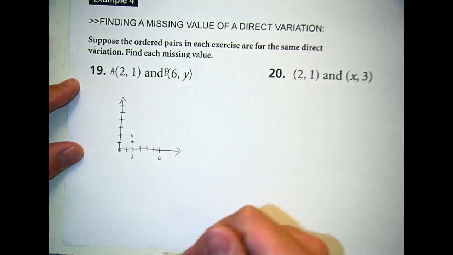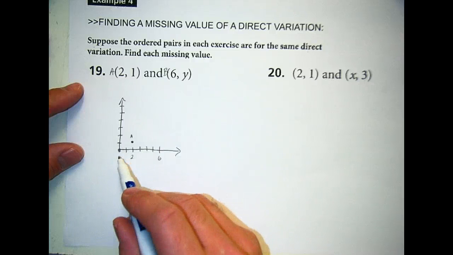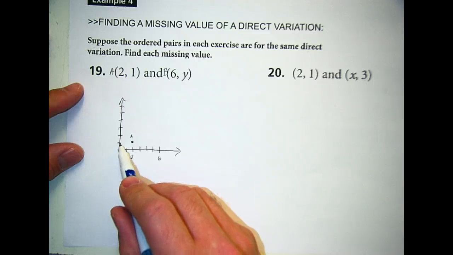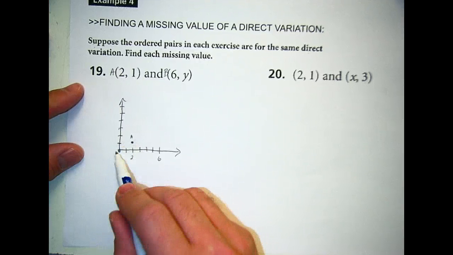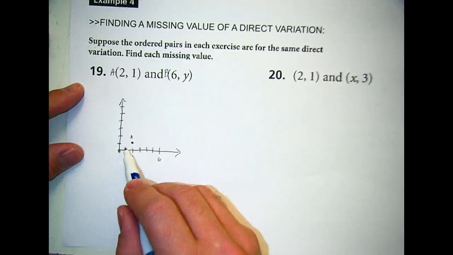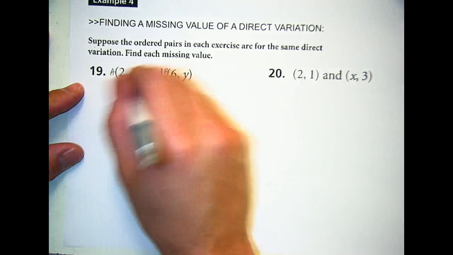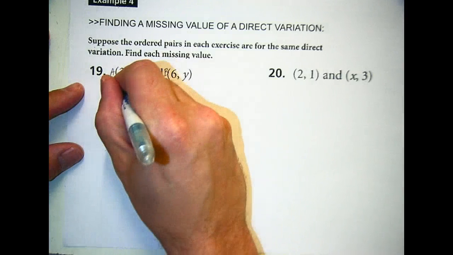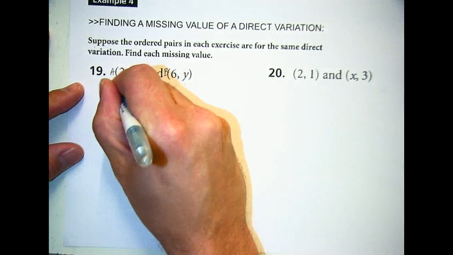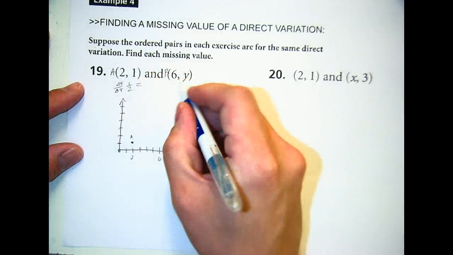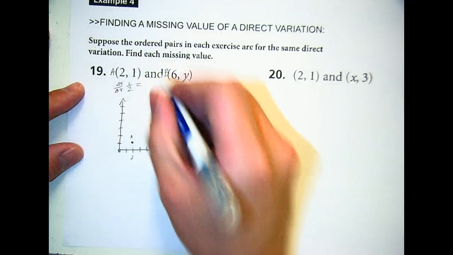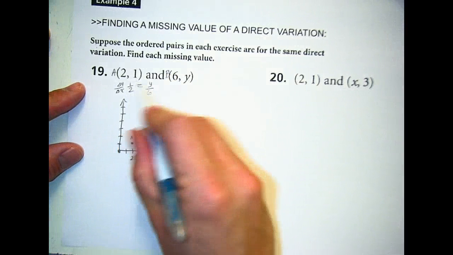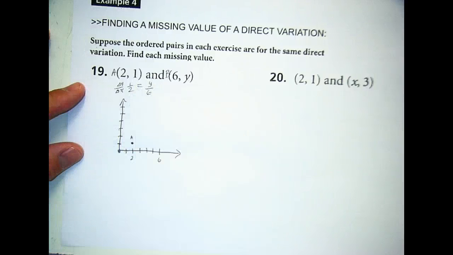Can we figure out the slope now? Yeah, what's the slope? How much do we rise? 1. We run? 2. Where did that 1 and 2 come from? Yeah, that's this coordinate. Right? Y over x is our slope. 1 over 2. That's just y over x, change in y over change in x. Well, if that's 1 over 2, then this one's probably the same thing. Right? It's y over 6. Well, if 1/2 has to equal y over 6, what does y have to be?